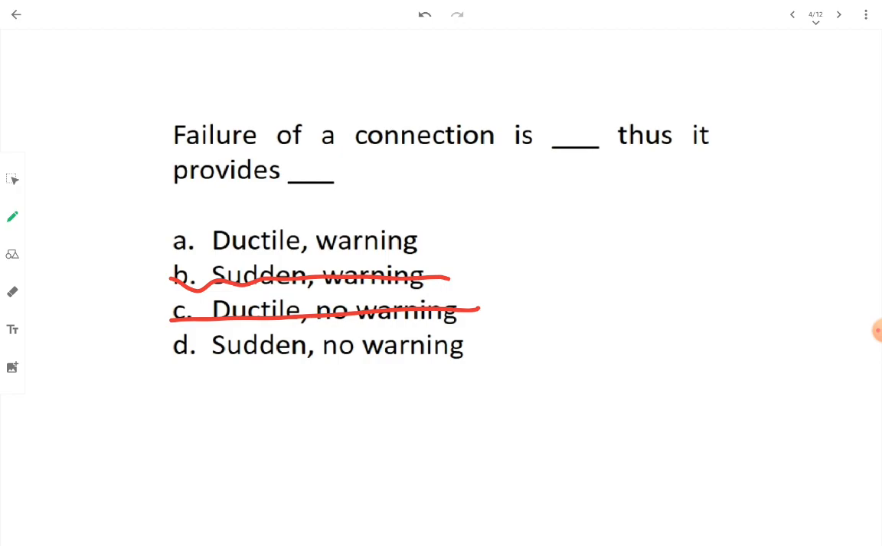Then we have connection as ductile and it provides warning, and sudden, it provides no warning. Actually, the brittle collapse or sudden collapse takes place in case of connection. That's why no warning is provided. Therefore, the answer is: failure of a connection is sudden, thus it provides no warning. Option D is the correct answer.